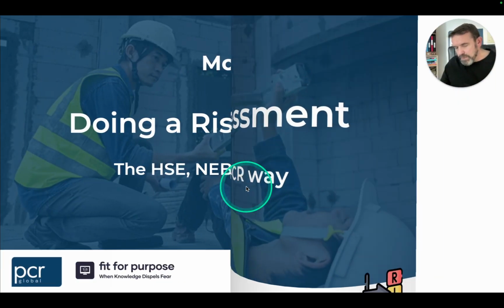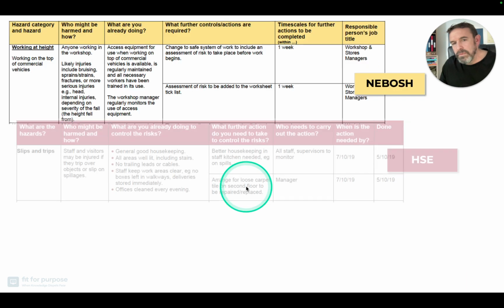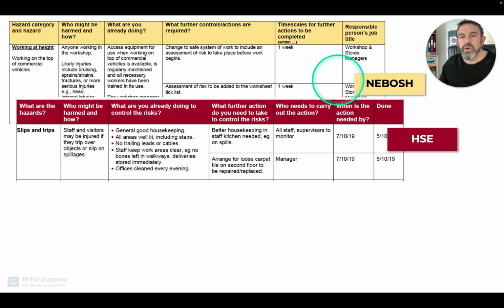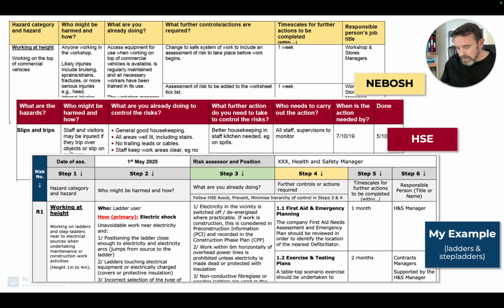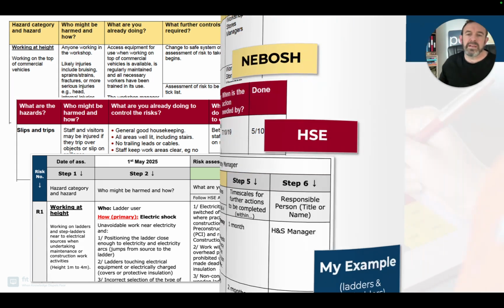So doing a risk assessment project, ultimately, the way we're talking about it in here, you've got the NEBOSH way, you've got the HSE way, and you've got sort of my amalgamated way of that. The interesting thing with these is there are no risk assessment matrices. No 5x5s, even 10x10s I've seen some people with. It's to the point and it's direct.